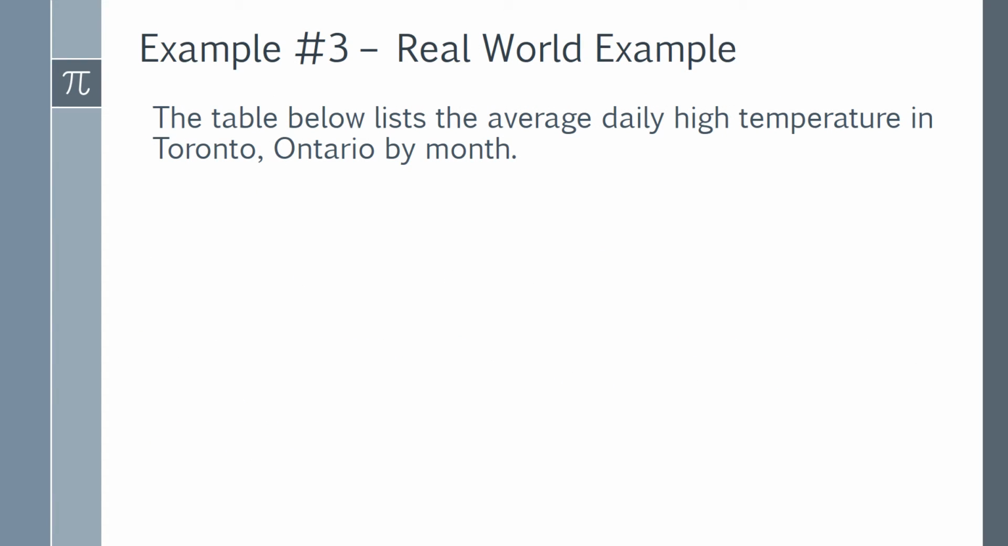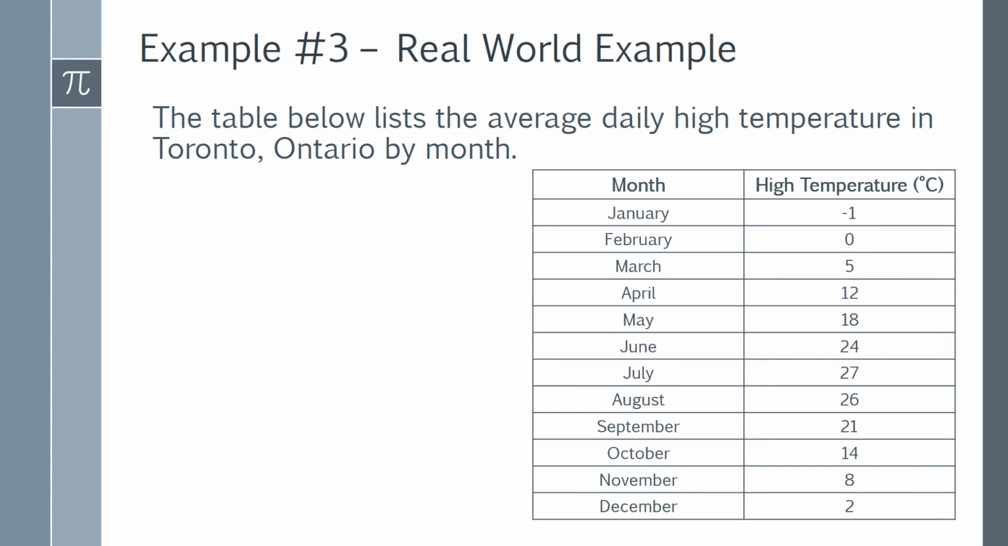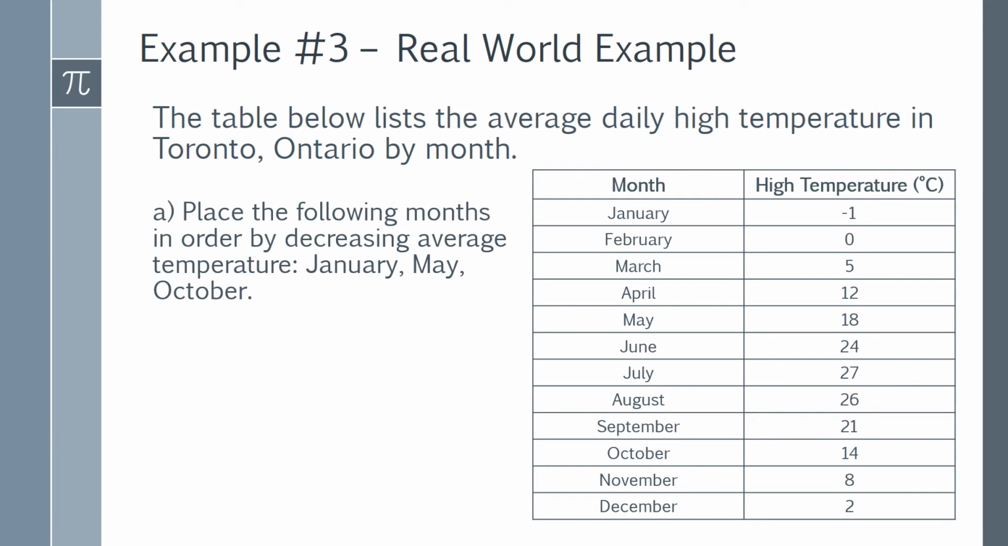Example number 3 is a real-world example. The table below lists the average daily high temperature in Toronto, Ontario by month. Notice that all of the temperatures are in degrees Celsius because Canada uses the metric system. Part A. Place the following months in order by decreasing average temperature: January, May, and October.